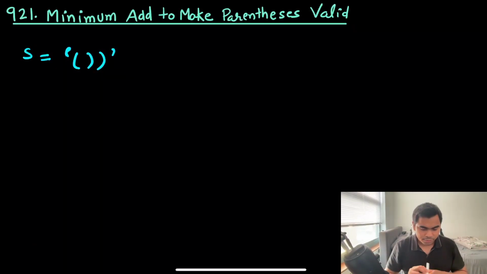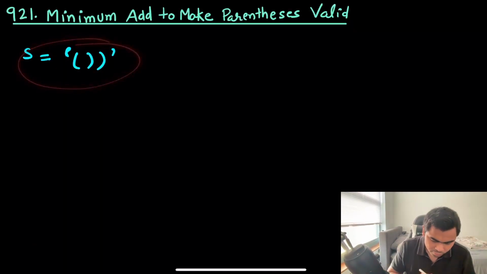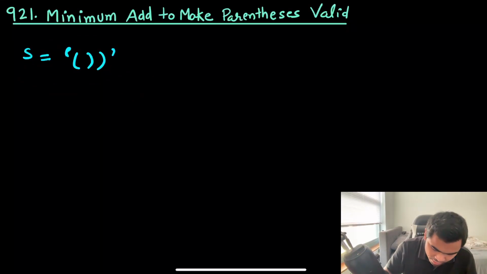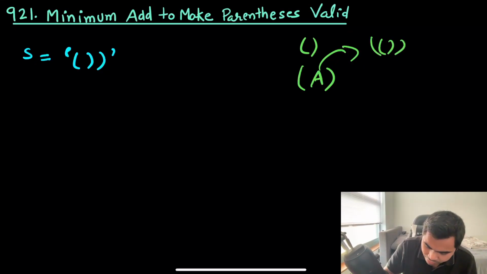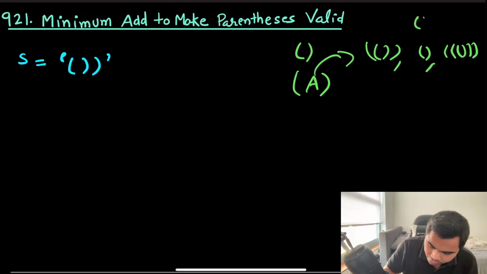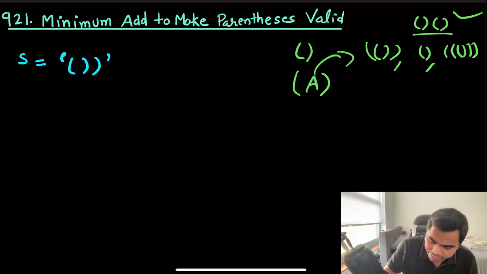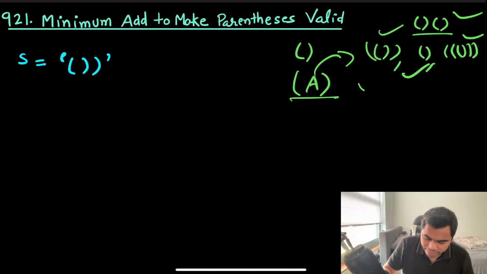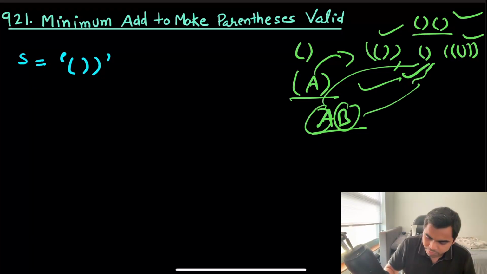So let's see what we really need to do. We are given this string, and the valid strings are either this, or there is another string here where this could be a valid parenthesis, something like this, or this, or maybe it could be even this. So these are all valid parentheses. So this is valid, then A and B, these are two valid strings. These could be anything from here, but they are just concatenated together. Okay, so now we understand what these valid parentheses are.